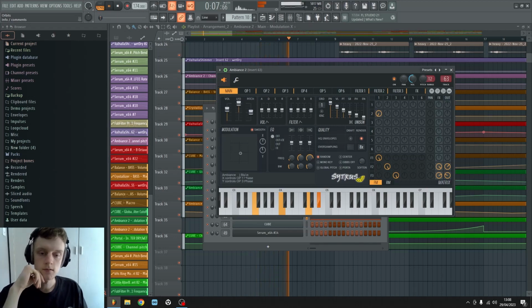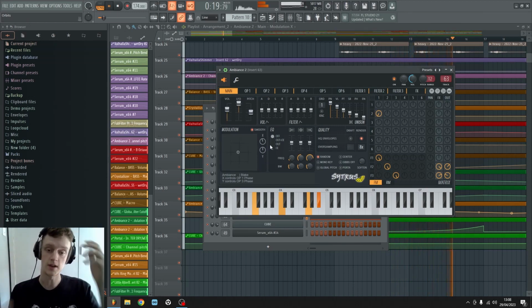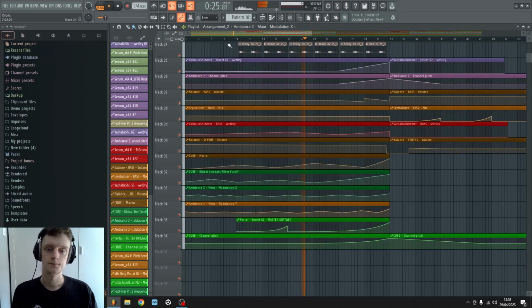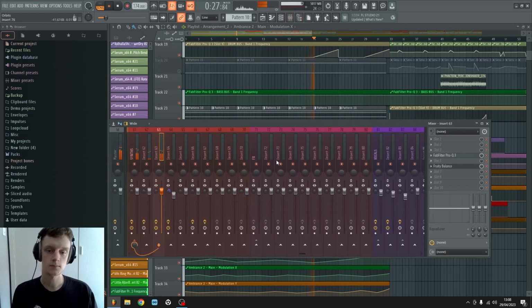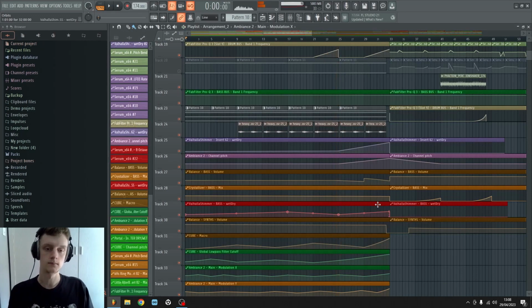X controls phase of operator 1, Y controls phase of operator 2. Oh no, Y controls the phase of operator 3, sorry. So the phase shifting kind of creates this wobbly movement. And I don't think there's any post-processing on that either, just some EQ. A bit of EQ.